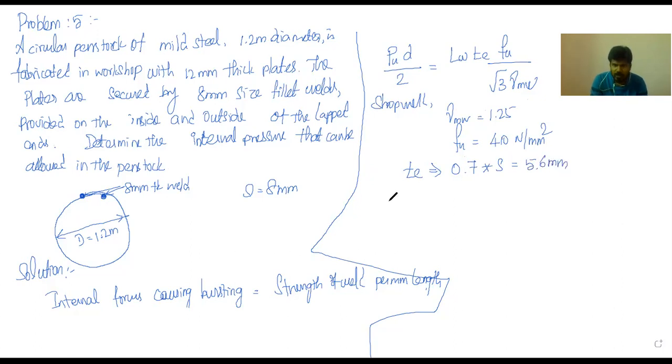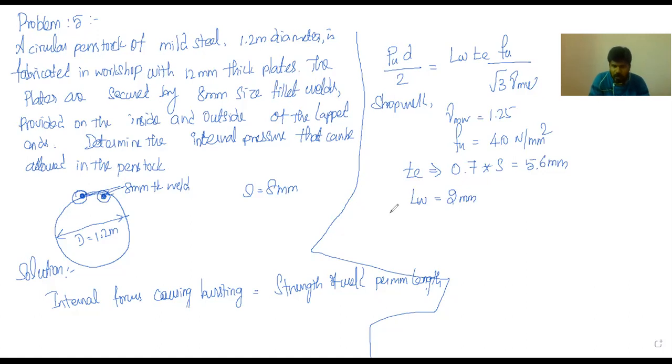Next, we need Lw. Lw is nothing but the length of weld per mm length. Here we can have one weld inside and one weld outside. So per mm there will be two lengths, which means in a single place we can have a weld inside as well as outside, which is nothing but 2 mm. So Lw is equal to 2 mm.